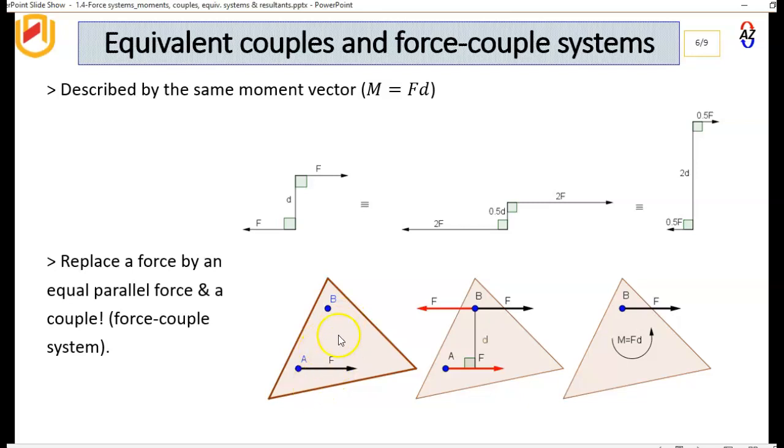So we have this F. What we do is place this F at B and then another in the opposite direction. What we have really done is equivalent, because this F cancels this F here. But now this F and this F create the couple, which is equal to FD if you use the perpendicular distance. And that's M equal to FD. And then this F remains here. So what we have done is this single force has been replaced by a force couple system, which is shown here.